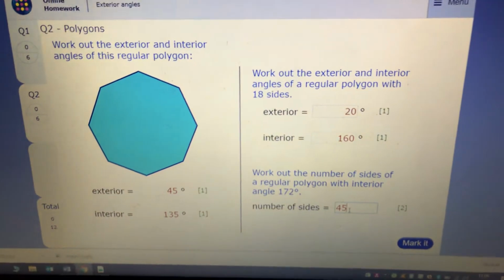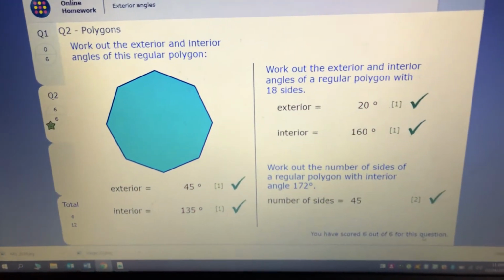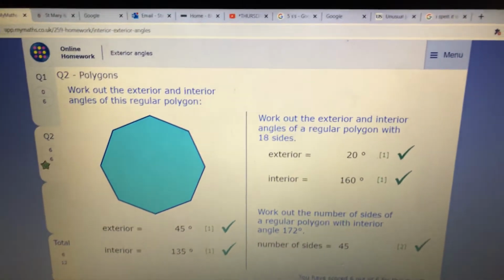Here's the moment of truth, Mr. Flowers. Have you got them all right? There we go. Hope that makes sense, everyone.